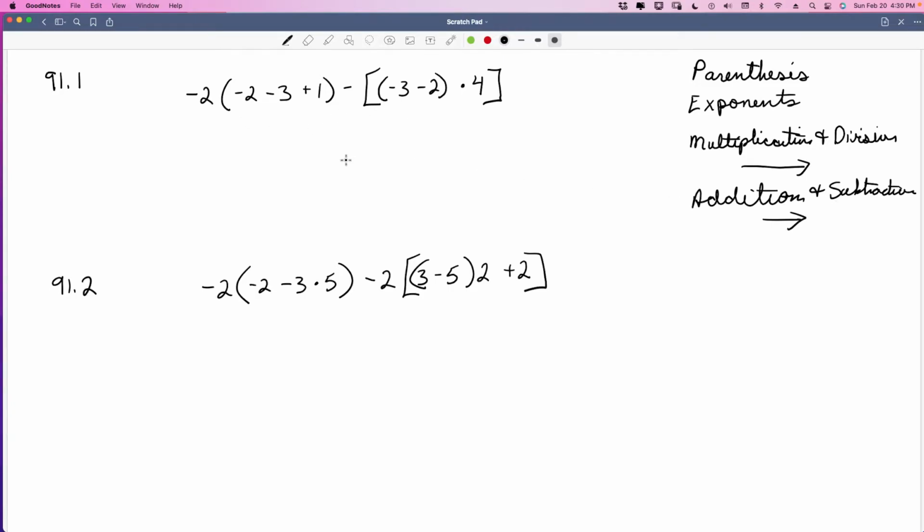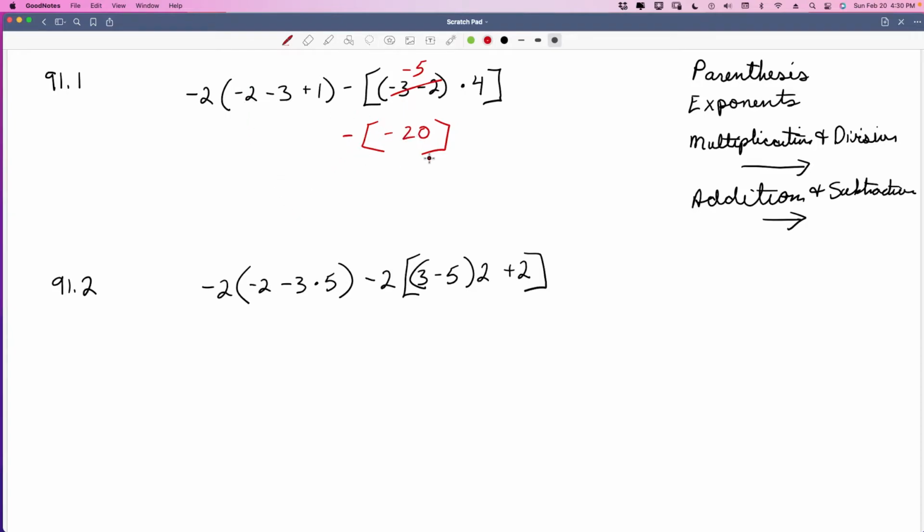So let's look at 91.1. Let's look for our innermost set of parentheses, or inclusion symbols as the book calls it. So we have a single set of parentheses here, but we have brackets and parentheses here. So let's do the innermost section here. -3 minus 2, we put that together, that's going to be a -5, right? So now we have a -5 times 4. -5 times 4 is a -20. And that's a minus on the outside of that.